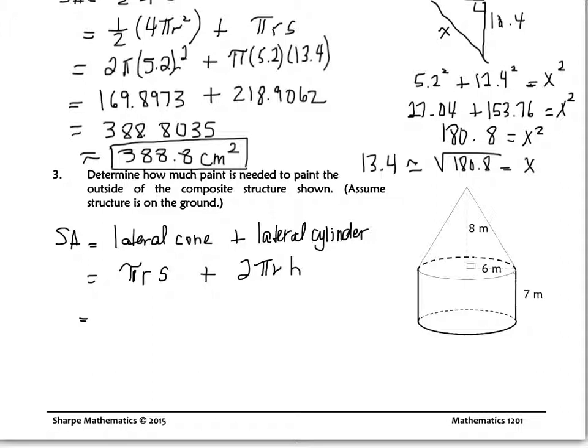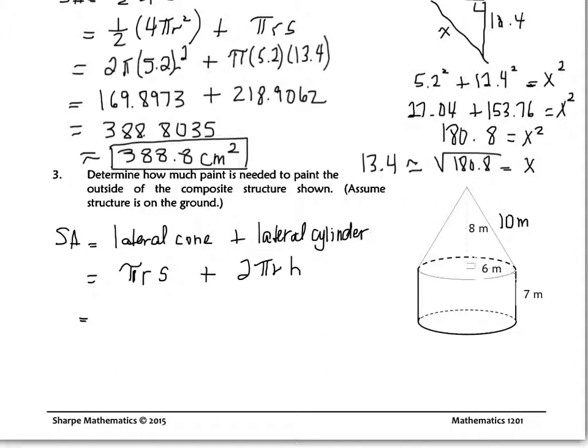So again, we need the slant height. If you know your Pythagorean triples, you should know that the slant height should be 10 meters, because 6 squared plus 8 squared gives you 100. So therefore, the square root of 100 is 10.